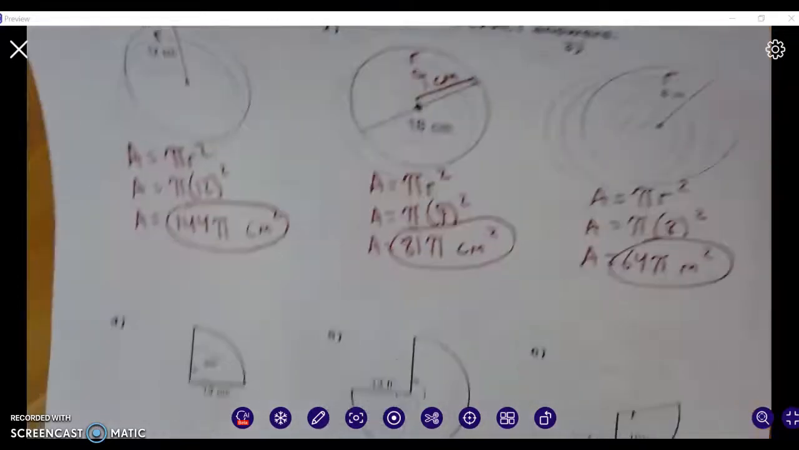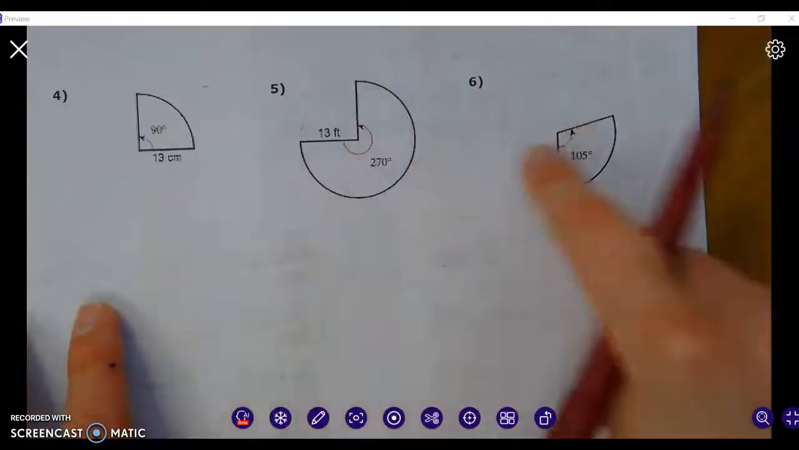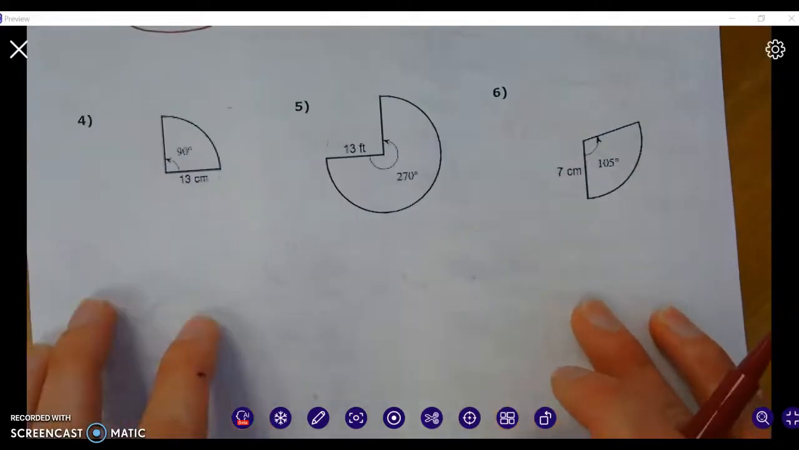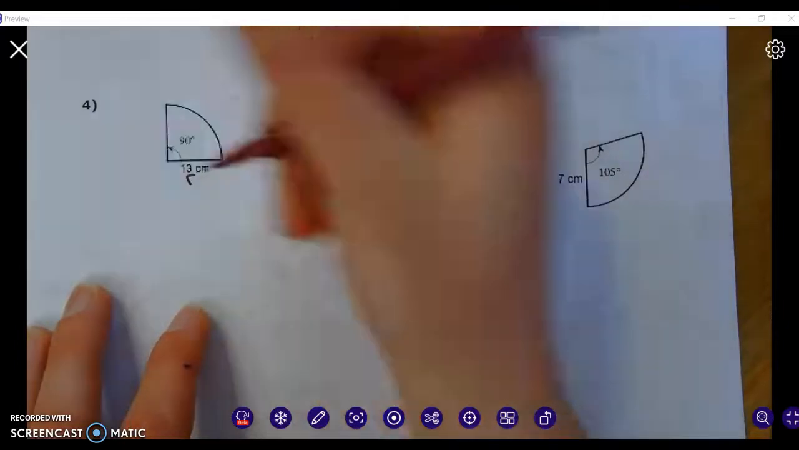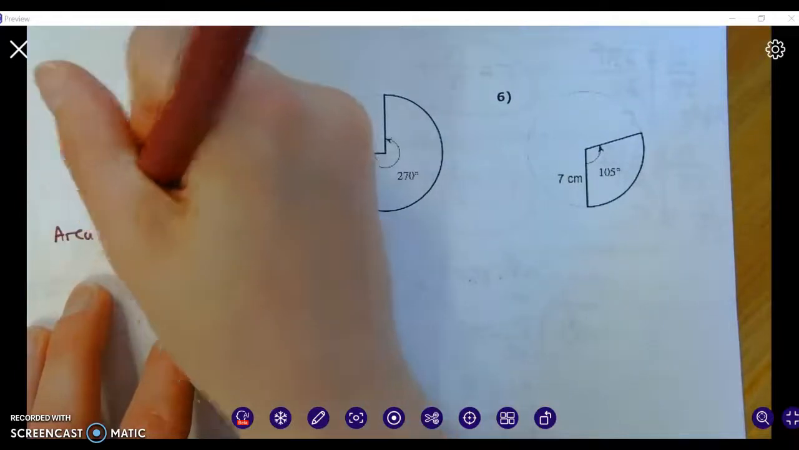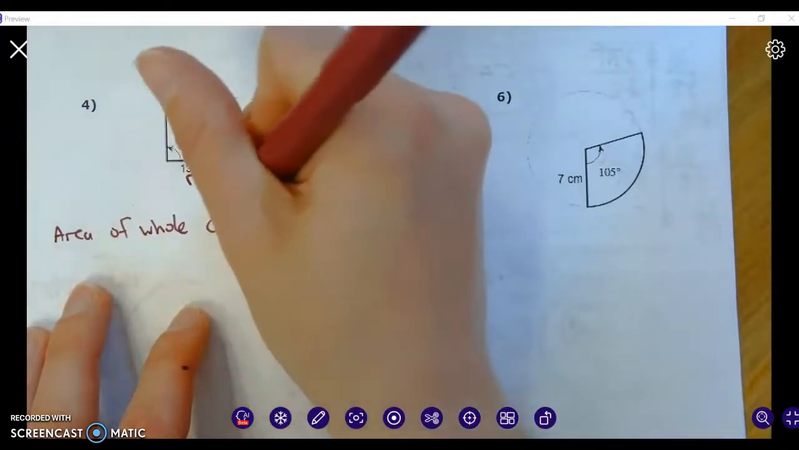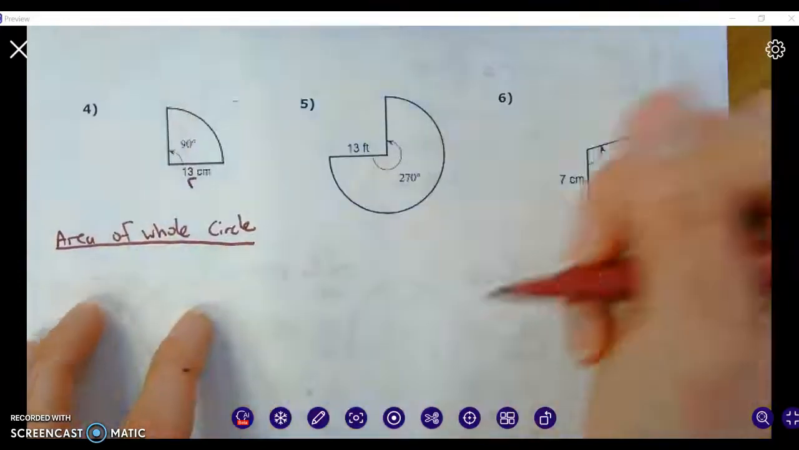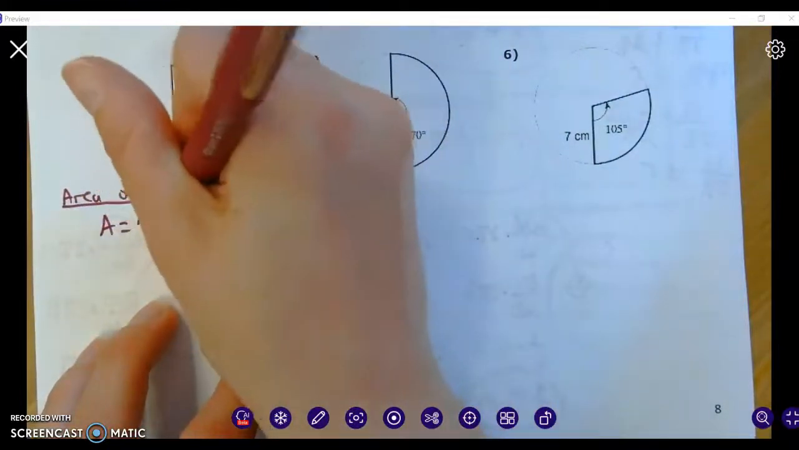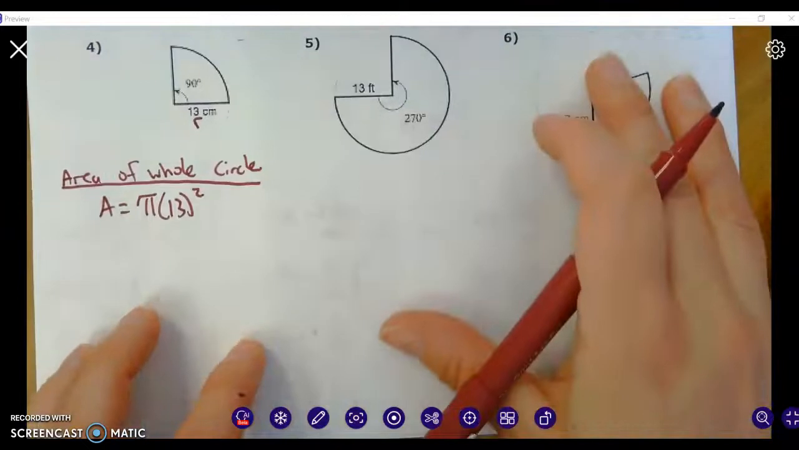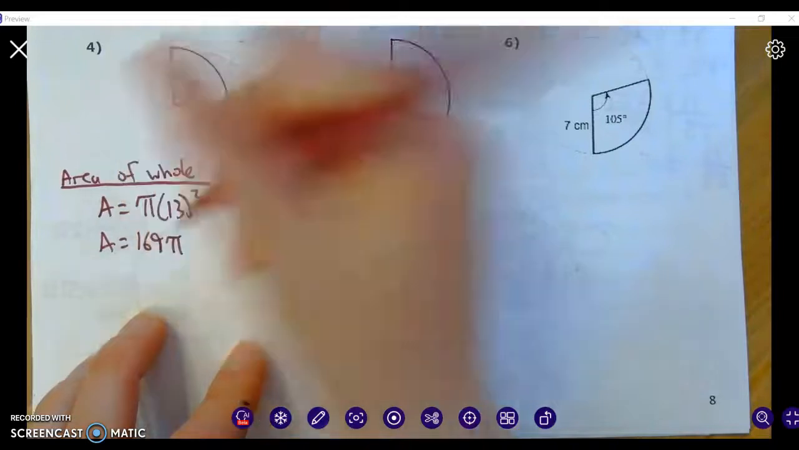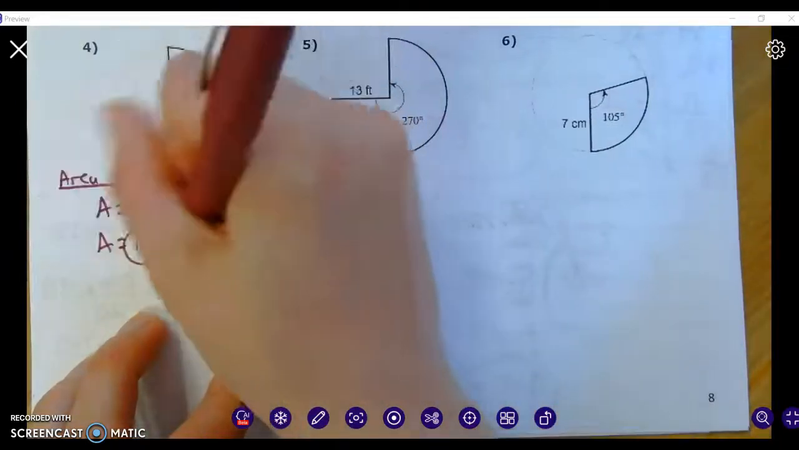Okay, so now what we're going to do is take that same concept, but just find pieces of circles. So, in other words, a sector. So what we're going to do first is find the area of the entire circle. Okay, so the area of this circle is, so our radius is 13, pi times 13 squared. So 13 squared is 169 pi and centimeters squared.